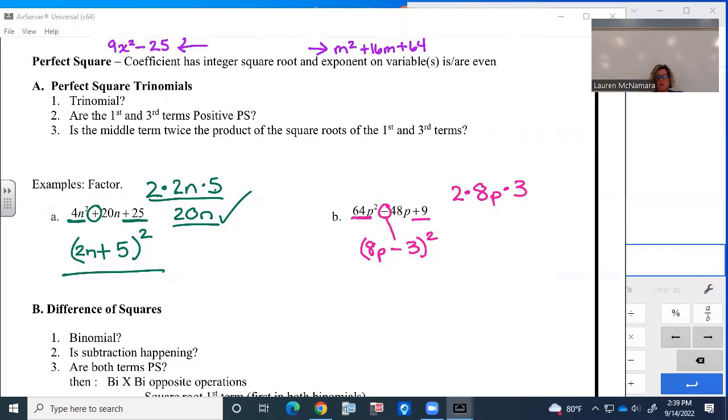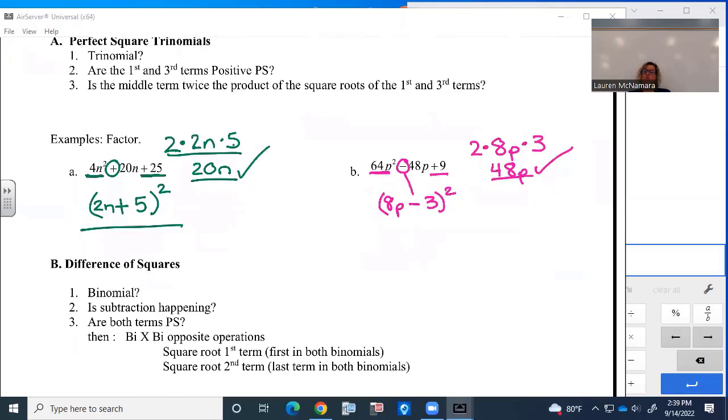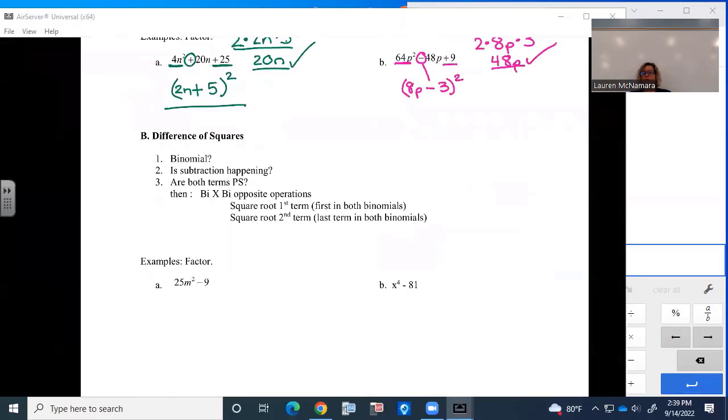So here I have 2 times 8 times 3, which is going to give me 48p. Is that my middle term? It is my middle term. So that's one way of factoring these perfect square trinomials. But again, it's a trinomial. Do we have other ways of factoring trinomials?